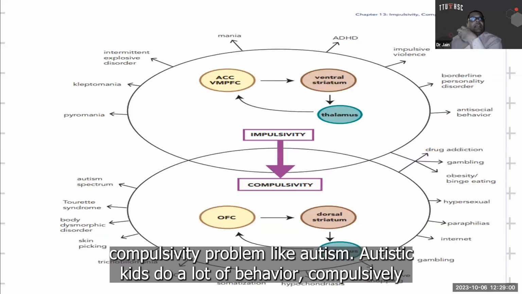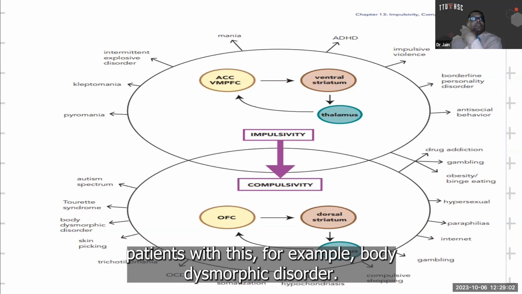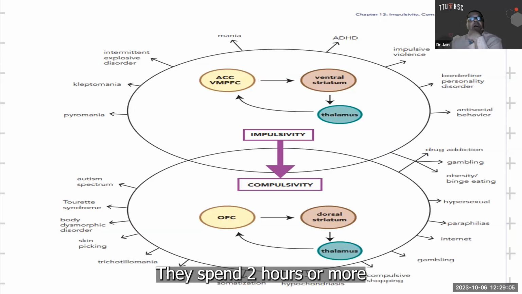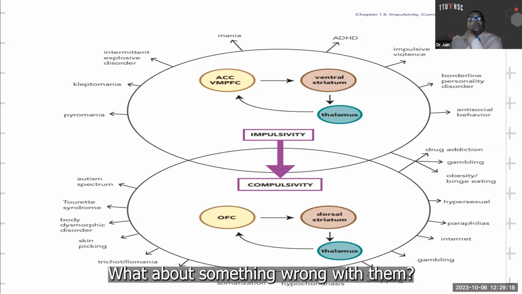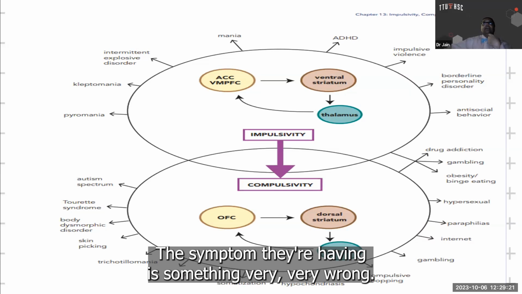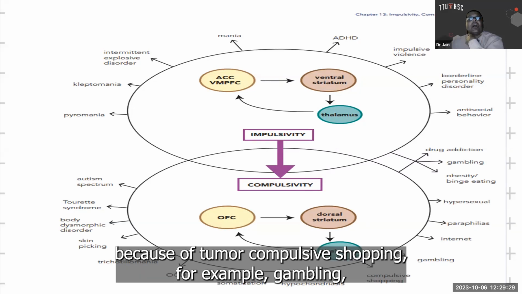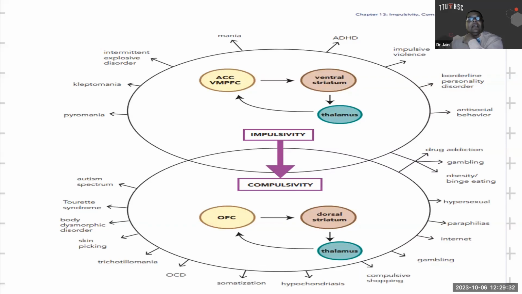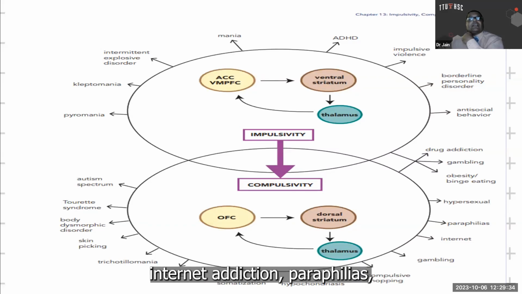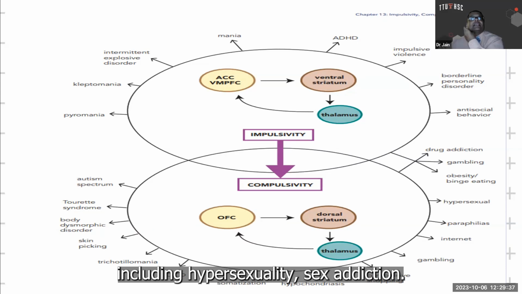Autistic kids do a lot of behavior compulsively. Patients with, for example, body dysmorphic disorder spend 2 hours or more preoccupied with a supposed body defect. Skin picking, OCD, somatization: they're worried that the symptom they're having is something very, very wrong. For example, if they have a headache, they worry whether it's because of a tumor. Compulsive shopping, gambling, internet addiction, paraphilias, including hypersexuality, sex addiction.